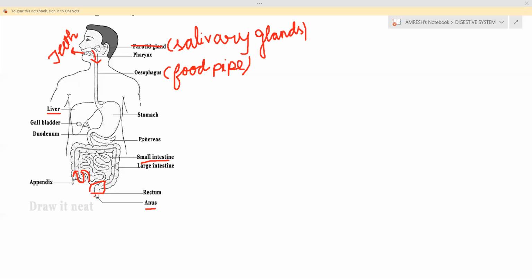The liver is a digestive gland. The pancreas is also a digestive gland. We will learn everything in detail, but still this diagram is very important. It will come in your exam. We will learn about your mouth, your stomach, your intestine. Everything we will learn in detail.